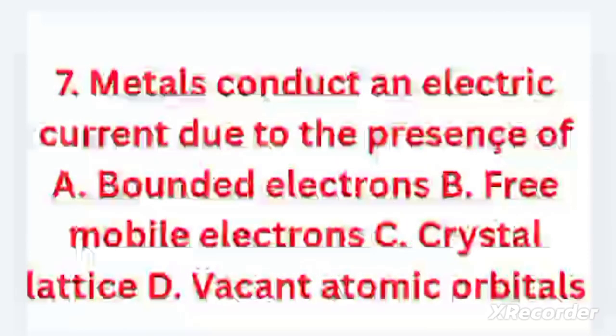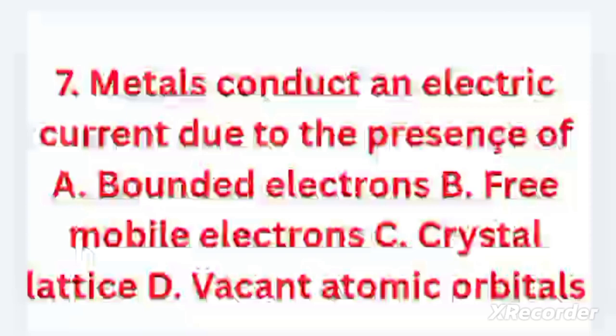Now, quickly, number 7 says that metal conducts an electric current due to the presence of... The correct answer is B, free mobile electrons. That is mainly the reason metals can conduct electricity. They have free mobile electrons.